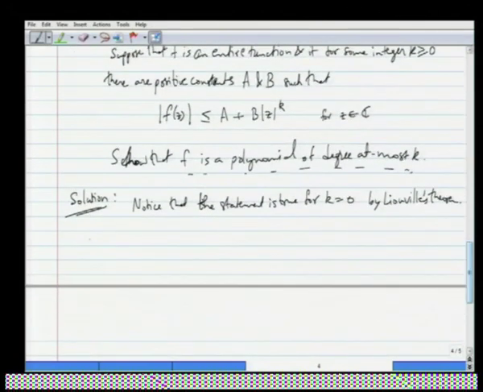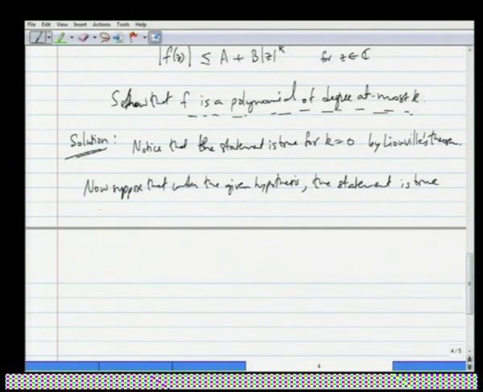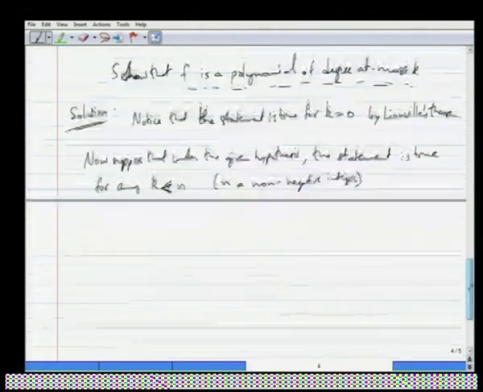Now suppose that under the given hypothesis, the statement is true, of course only under the given hypothesis, for any k strictly less than a particular integer n, a non-negative integer. So we are going to show that the statement is true for n itself.